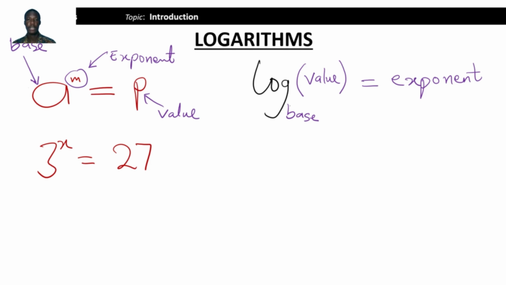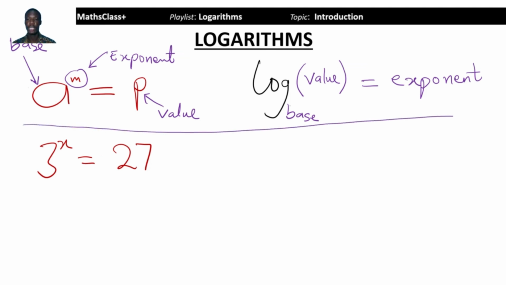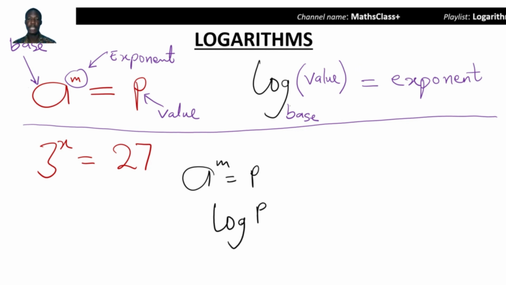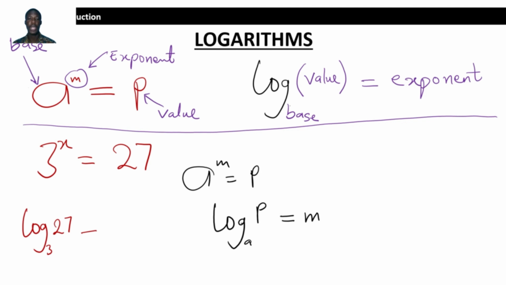So if you are to convert a to the power m to logarithm, this is what you are going to get. a to the power m is equal to p can be converted to logarithm as log of p to the base a is equal to m. I hope this is understandable. And then the second example is going to be log 27 to the base 3 is equal to x.